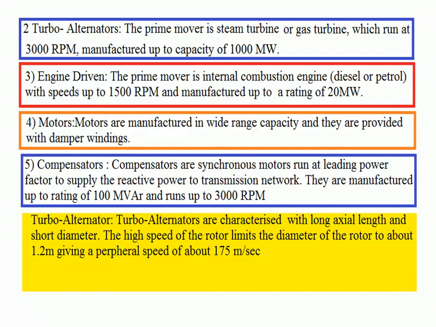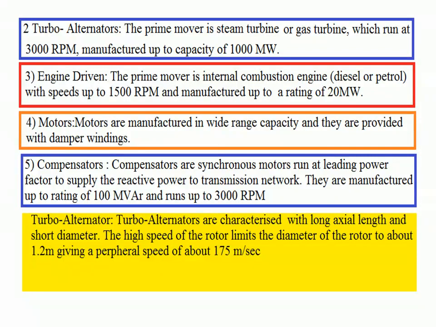Engine driven: the prime mover is an internal combustion engine, which may be diesel or petrol, running at a speed of 1500 rpm and manufactured in the low rating of 20 megawatts. These are useful whenever the power supply is cut off. During that period, we know that these internal combustion engine based generators are useful.